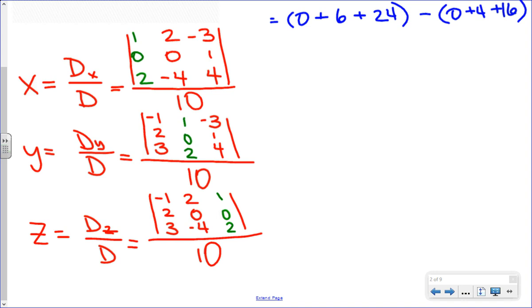Go ahead and compare answers with your neighbors. Make sure you're getting the same thing.